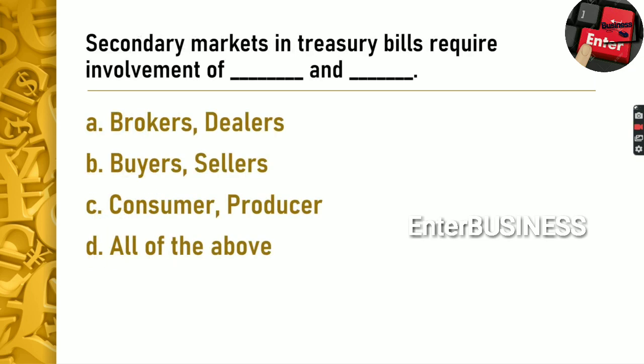And the next one is secondary markets in treasury bills require involvement of dash and dash. Option A brokers, dealers, option B buyers, sellers, option C consumer, producer, option D all of the above. The correct answer is brokers and dealers.